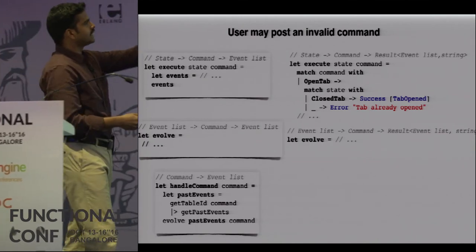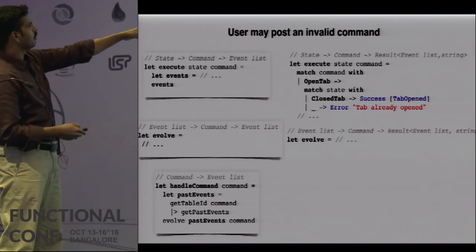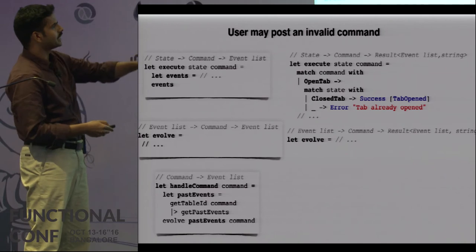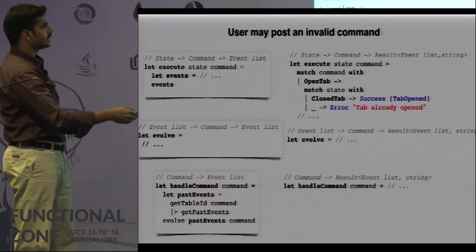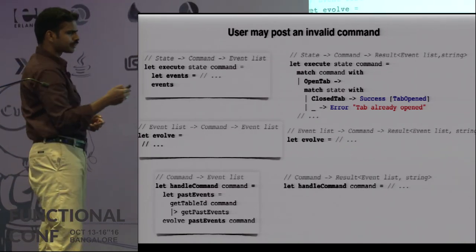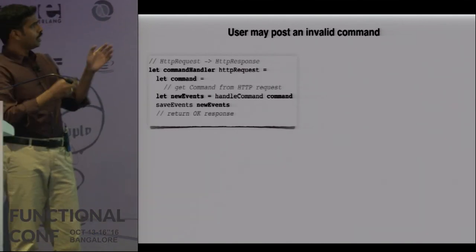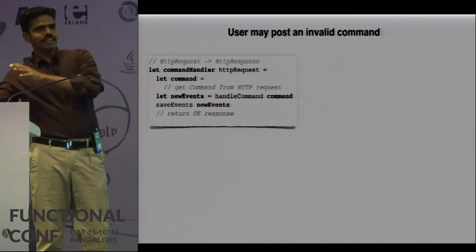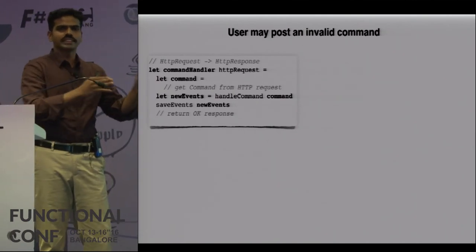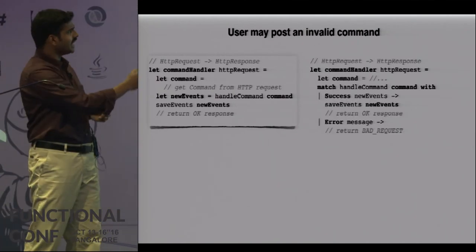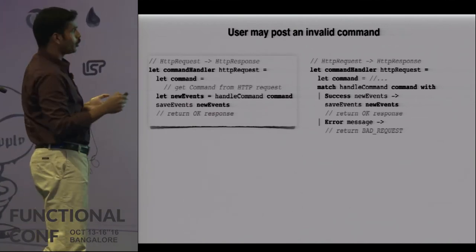We can extend this same concept to other functions, like the eval function. Instead of returning an event list, it will return a result of event list or string. So now we have come to the end, where we are exposing this as an API. There it is very simple. We are going to do a pattern matching.